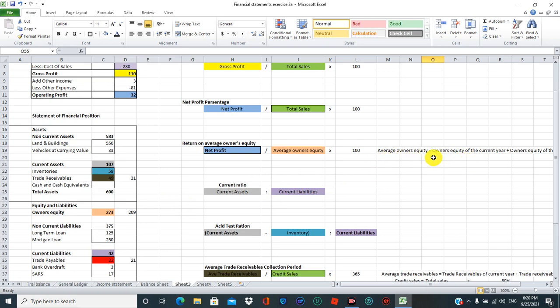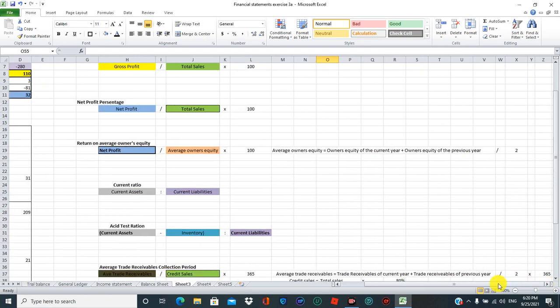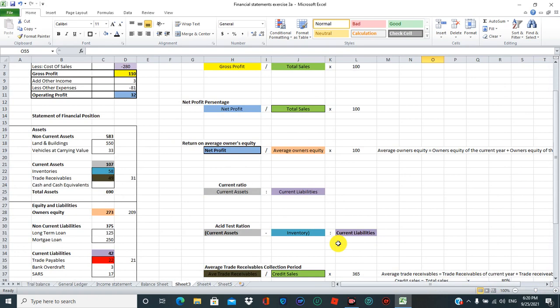You can see I put those totals in as well, just so that you can see. So your average owner's equity is your owner's equity of the current year, 273, plus the owner's equity of the previous year, divided by 2. And that's how you get that out. So that'll be 32 divided by, in brackets, you've got it all in front of you, 273 plus 209, and then you take that total divided by 2, and then you multiply it by 100.